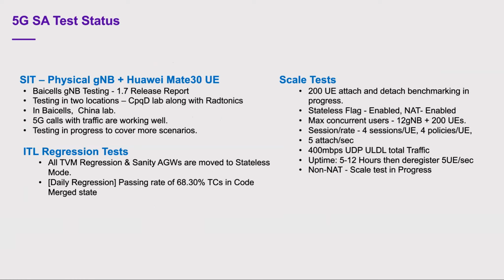We discussed earlier that we have completed very much testing with the Bicep in 2 places, and the calls are working and look to be in good shape. From a regression testing perspective, we are running with the stateless feature enabled, and the passing rate is 68.30% in this case. And these are the scale test numbers. We are continually running a longevity test for 12 gNodeBs and 200 UEs with 5 tests per second. We have tested both NAT and no NAT features. So this is what we have.